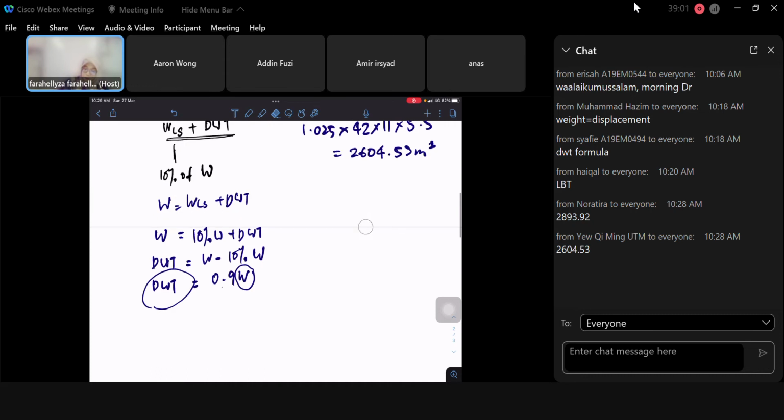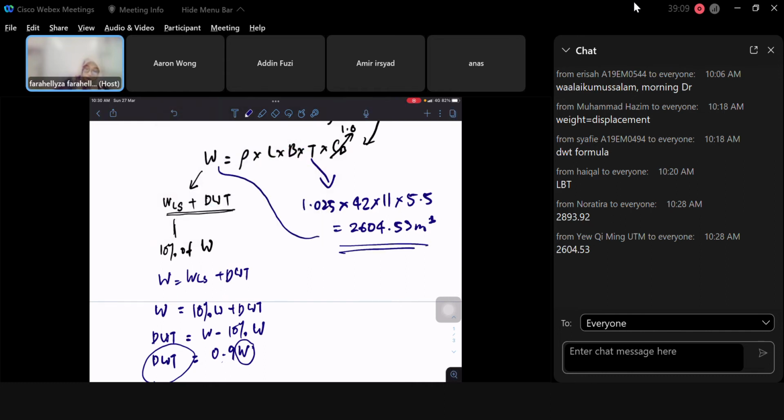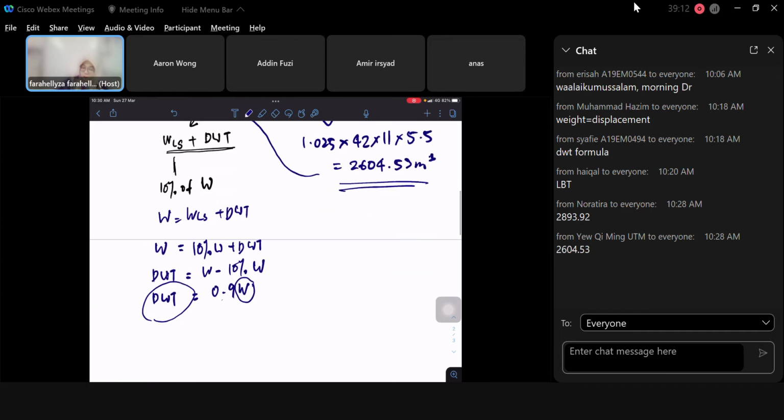Okay. 2604.53, so this is actually equal to this one, right? So W is equal to 2604.53, which is this one actually. So it's equal to 10% of W plus DWT. So basically we rearrange this one: 2604.53 minus 10% of W, which is again 2604.53, is equal to DWT.